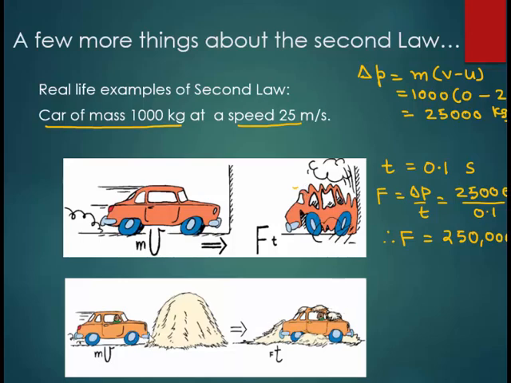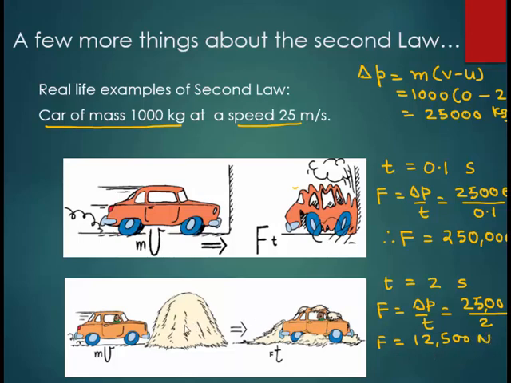When it crashes into the haystack, the time required for the velocity to become zero is more. So let us say it happens over a period of 2 seconds. In that case, what will be the force applied on the car? Delta P by T, again the same calculation. 25,000 is the change in momentum divided by 2. This will give me a value of force as half of 25,000. That means 12,500 Newton.